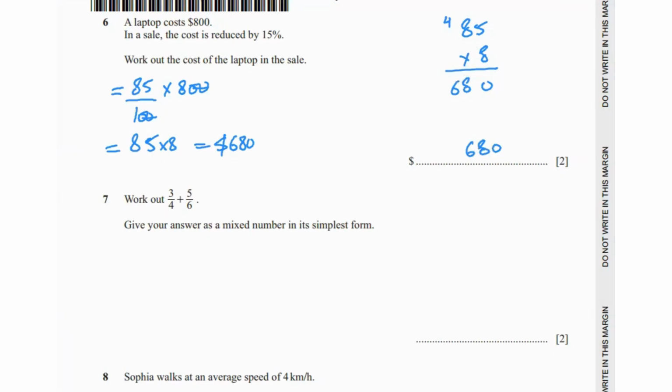Alternate method is that you find 15% of 800 first, and then you subtract that from 800 to get the answer. So basically, 15 over 100 times 800, which would be 15 times 8, and that's 120. And then you do 800 minus 120 to find the new price, which is 680. Both ways you get the same answer, but you choose the method that's less time consuming for you and you understand better.